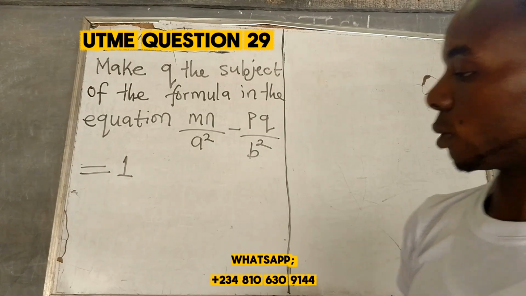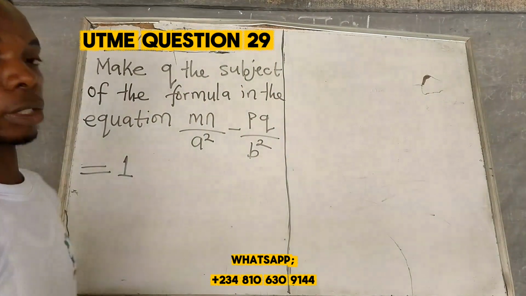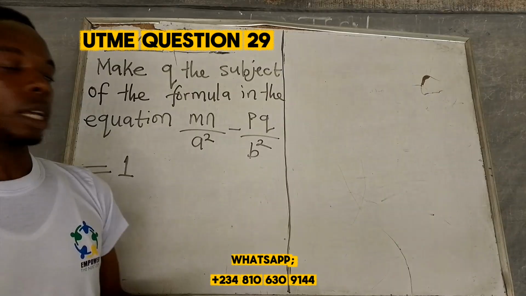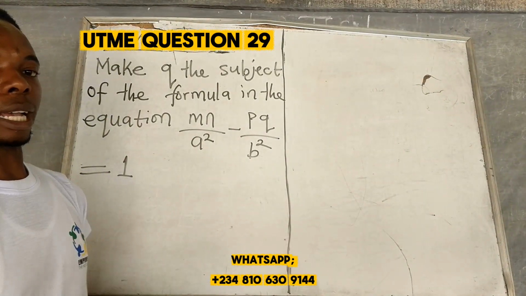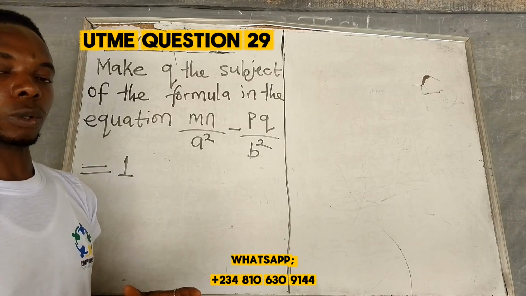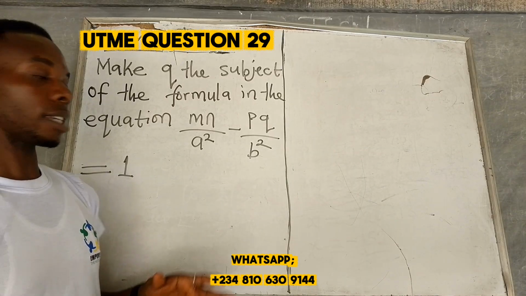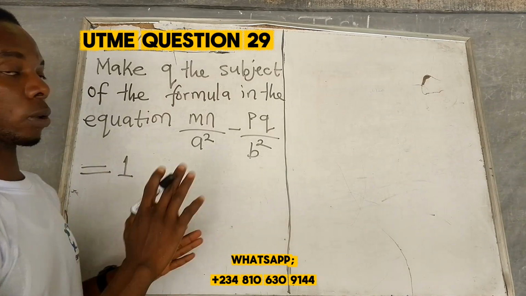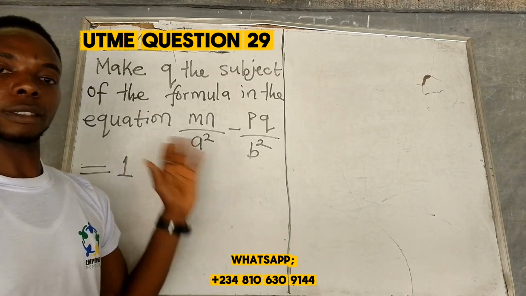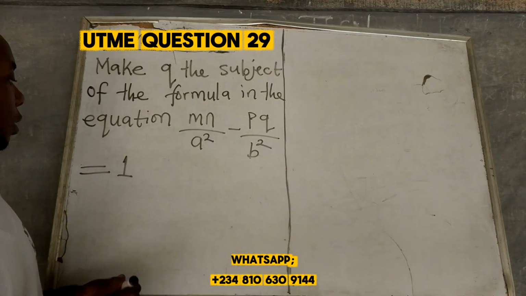So let's move into action. Anything that you know you're going to do to move the rest of the terms to the other side, you do it, right? Only Q will stand on its own. Q will be isolated. That is, it will stand either on the left-hand side or the right-hand side alone, equating the rest of the terms. Now, let's move into action.